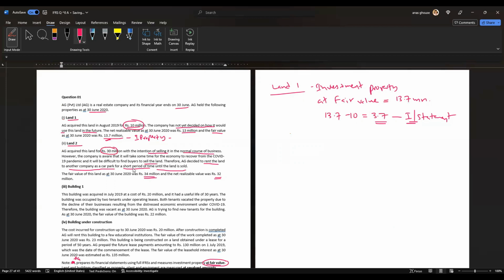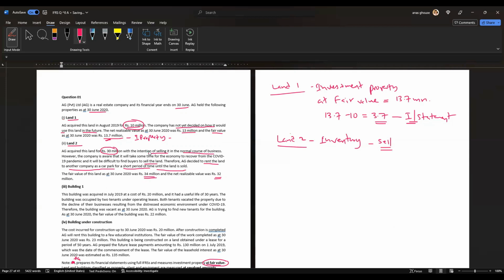So how do you treat this particular land? What is the intention? The intention is selling. The intention is to sell the land in the normal course of business. So the property is intended for sale in the ordinary course of business. Therefore, land 2 will be treated as inventory, because this land is to be sold.